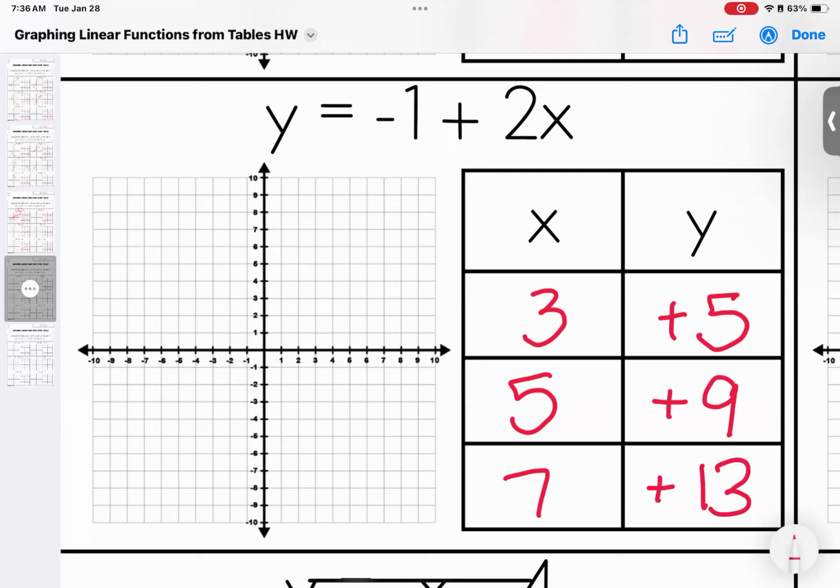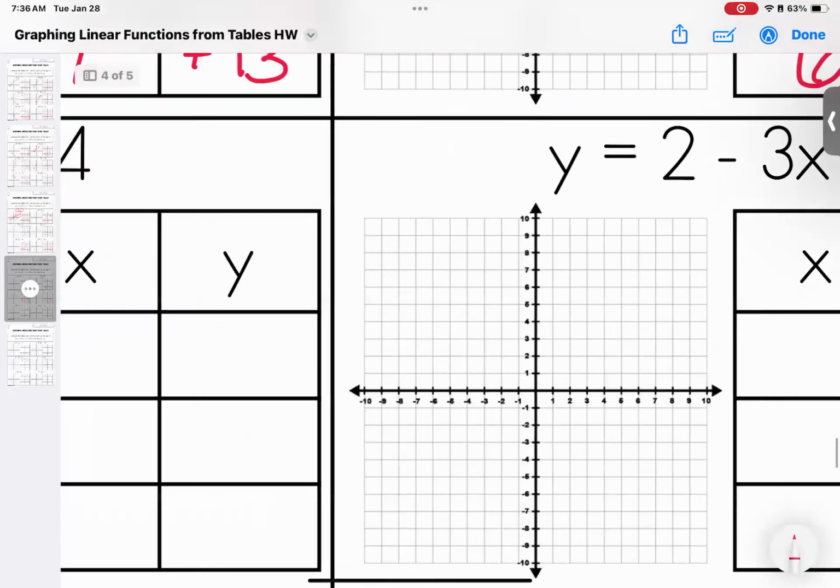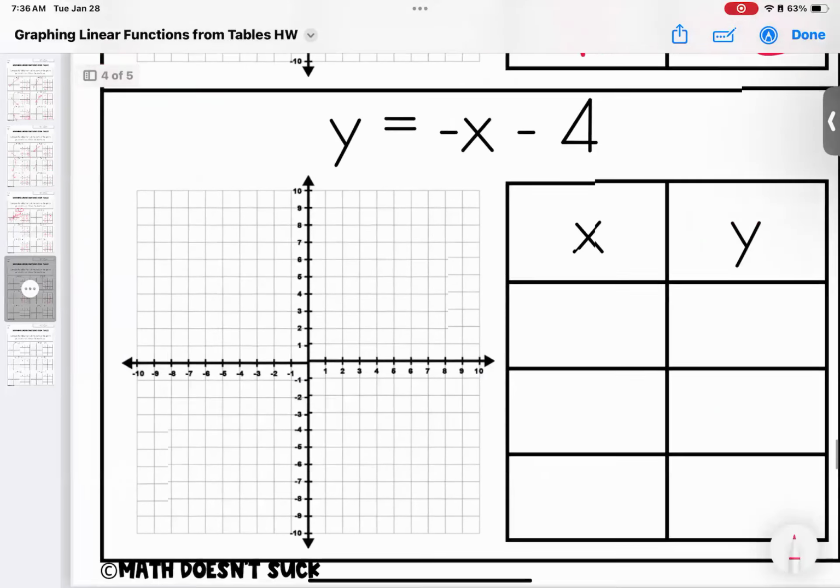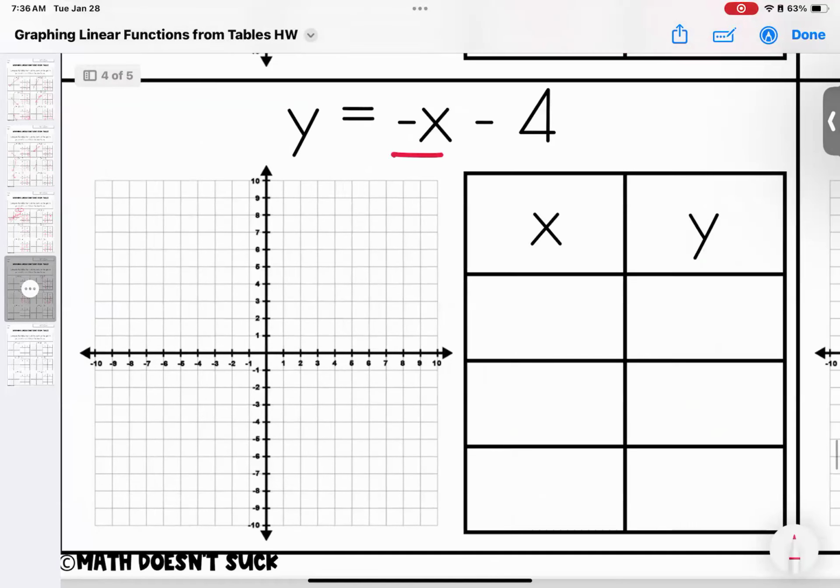Let's do 2, 4, 6. 4 times 2 is 8. 4 times 4 is 16. 6 times 4 is 24. Don't overthink it. Sometimes I give you friendly ones. On this one, again, if you choose a negative number, negative times a negative becomes a positive. So just keep that in mind. I prefer to just plug in positive numbers, and then because when I plug them in, they become negative, it works out. Little keep change.